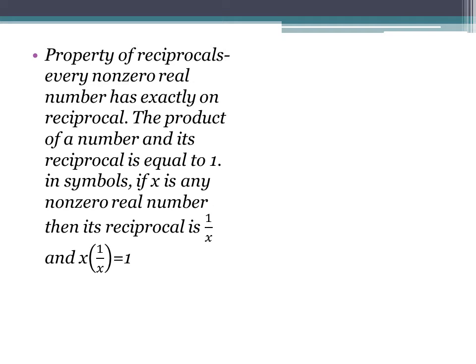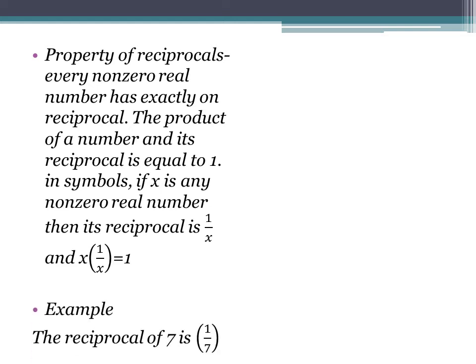Another property is the property of reciprocals. Every non-zero real number has exactly one reciprocal. The product of a number and its reciprocal is equal to 1. In symbols, if x is any non-zero real number, then its reciprocal is 1 over x, and x times 1 over x is equal to 1. For example, the reciprocal of 7 is 1 over 7. The reciprocal of 2/3 is equal to 3/2. The reciprocal of negative 1/4 is equal to negative 4.